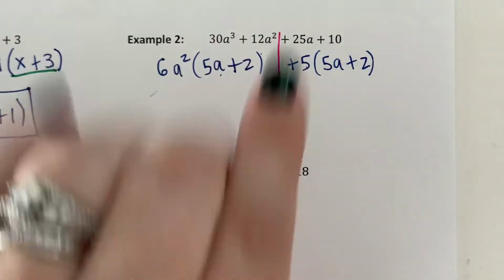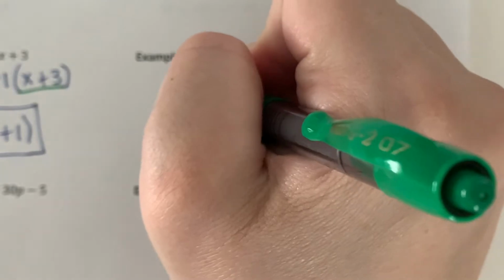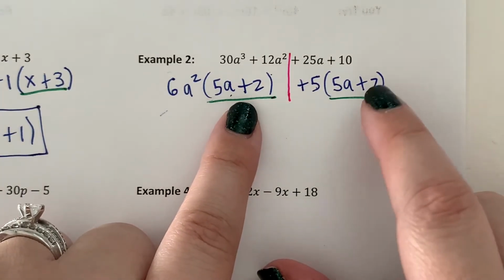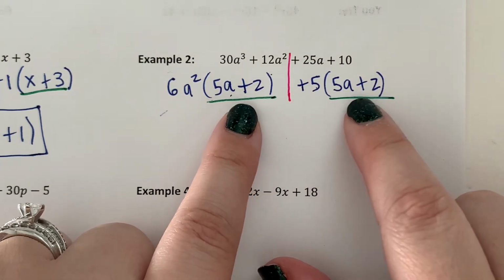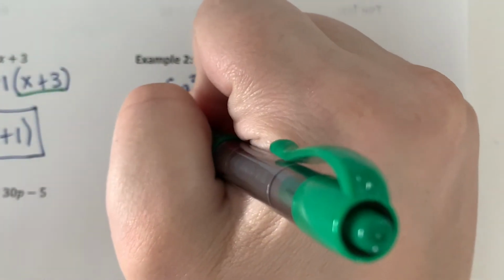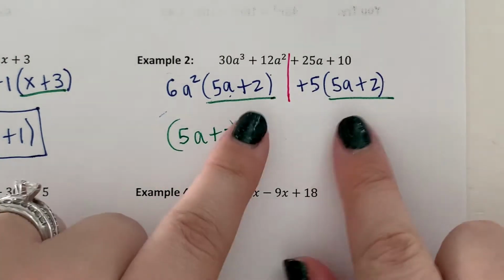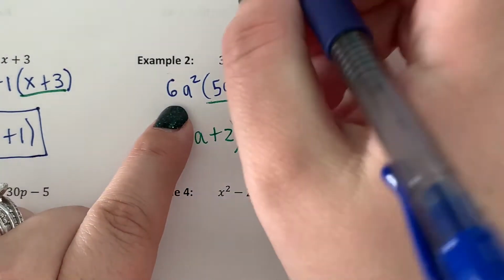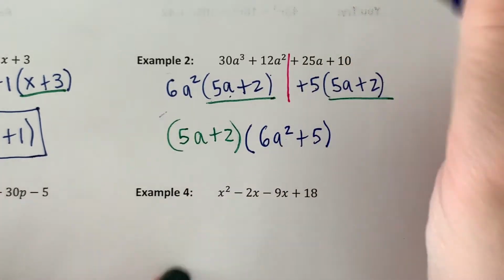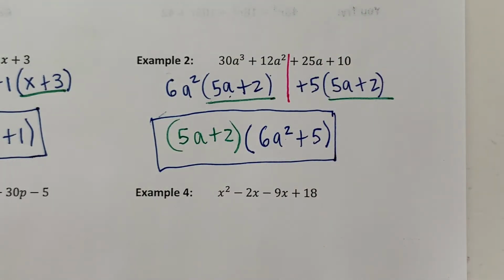That would be 2. You should be starting to notice a pattern here that you better get the same thing inside of parentheses. If not, then you've made a mistake, because this is your common polynomial factor. So this is what's in common, and we can pull that out. So this would be our last step. I can pull out the 5a plus 2. That's my common polynomial factor. And then I have to write my leftovers because I've factored it out. So I'm left with 6a squared plus 5. So these would be my 2 factors once I have factored by grouping.